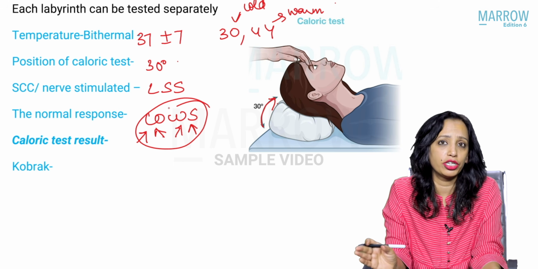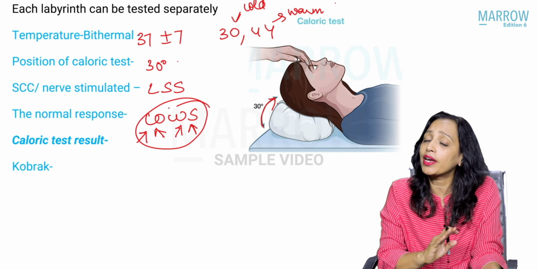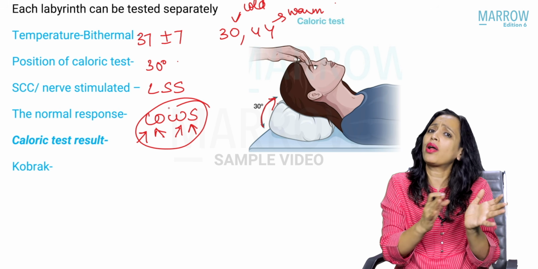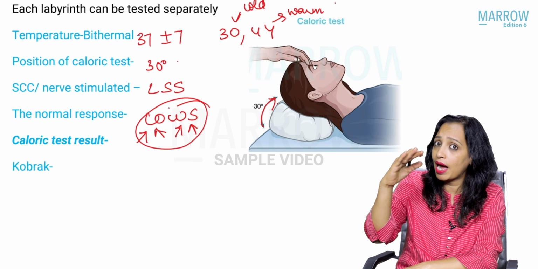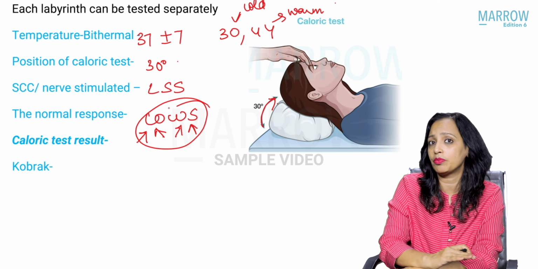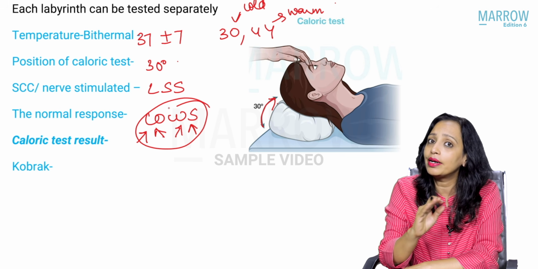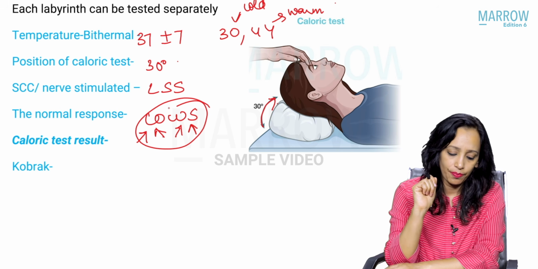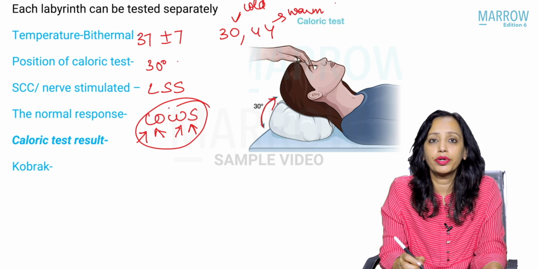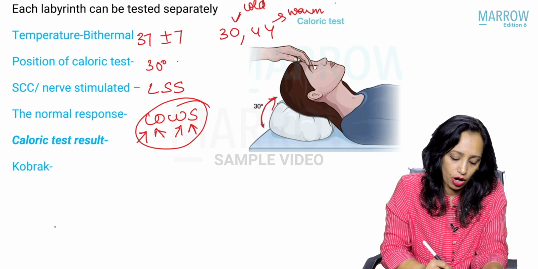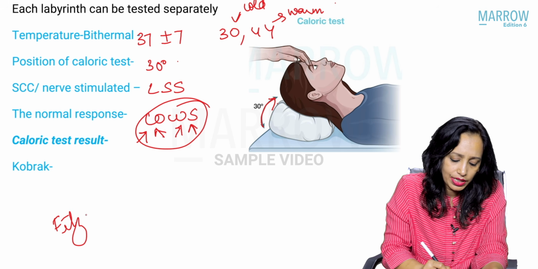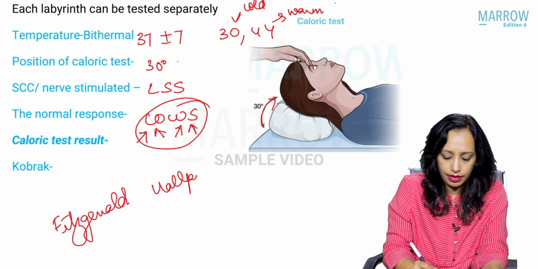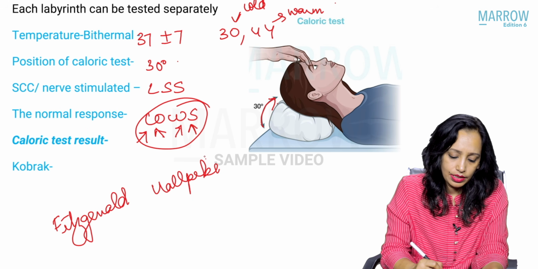If I get a good normal response, it means that the labyrinth is normal. If I get a hypofunctional response, the duration, the latency, all that is measured in this test. And if I get a subnormal response or no response, it means that it is a hypofunctional labyrinth or a dead labyrinth. That particular ear's vestibular system is not functional at all. So this bithermal caloric test is what is known as the Fitzgerald-Hallpike test, right? And this is bithermal.